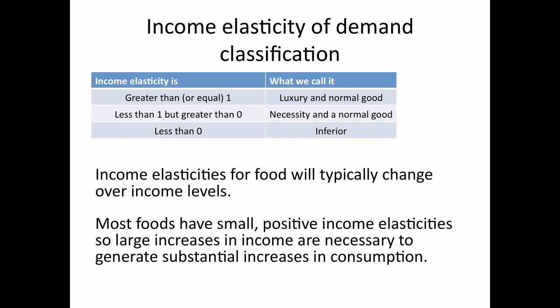Now, what's also important to know about income elasticities is that they'll typically change over income levels. And for most foods, they have small positive income elasticities. That is to say, they're necessities and normal goods. And so we can actually think about how large increases in income might actually lead to changes in consumption that are not as large as those increases in income. I'm going to illustrate this in class on Friday, or if we have a snow day, on Monday, to try to put some emphasis on the relationship between demand for foods and different types of foods and the level of income that a person might have.